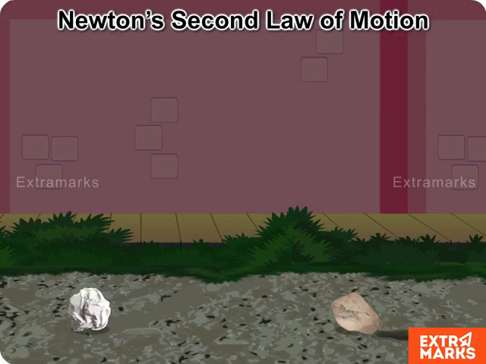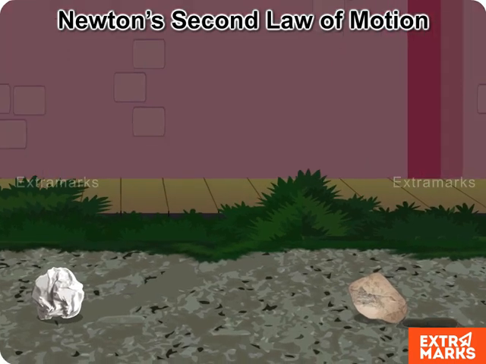They both are falling with the same acceleration, which is that due to gravity. The stone, being heavier, exerts a greater force on the ground and hence forms a bigger crater.